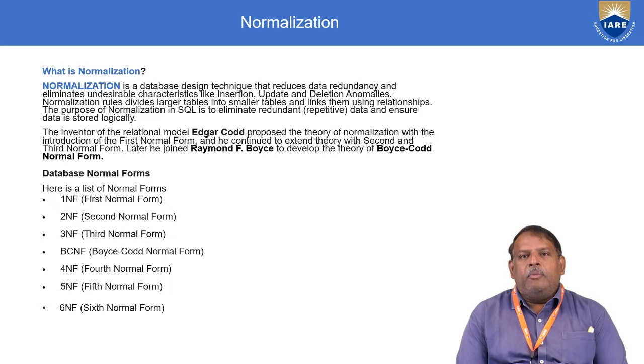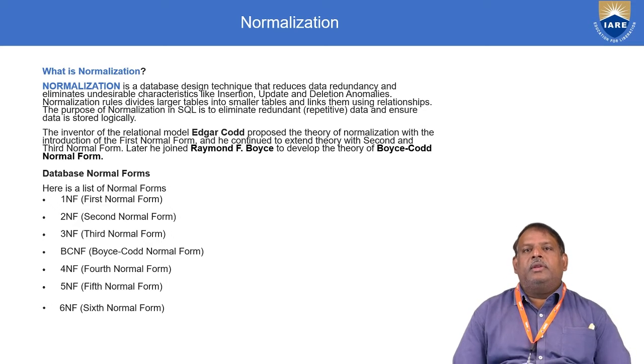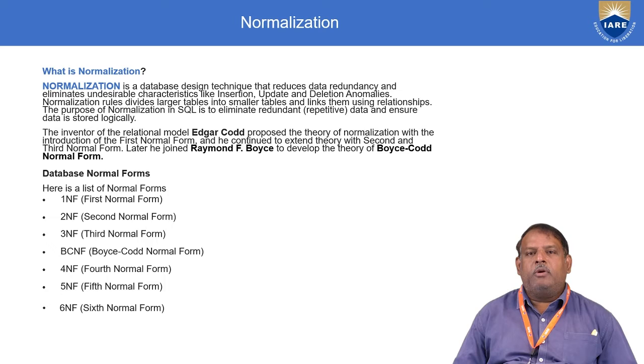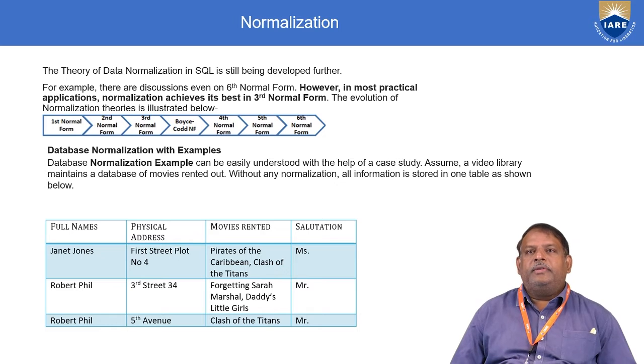Okay, we have about six forms of database normalization. Here is the list: the first normal form, second normal form, third normal form, the fourth or Boyce-Codd normal form, the fifth, and the sixth forms. Now let us see each one of them.